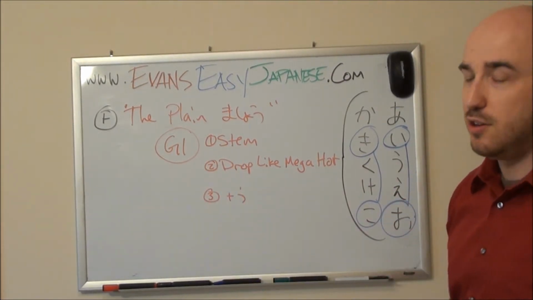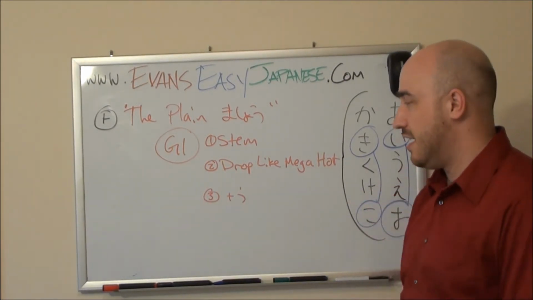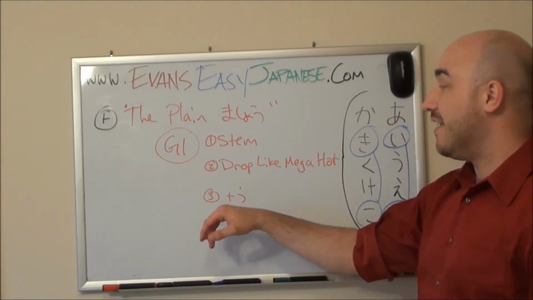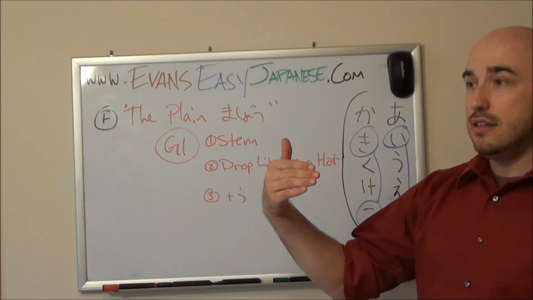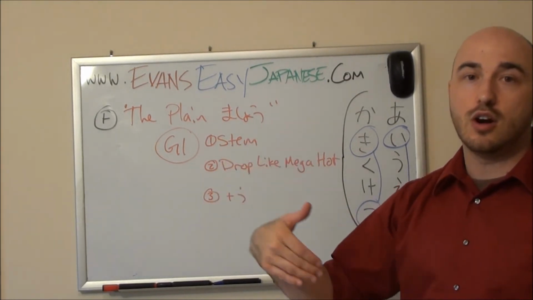And then the third step is just add u at the end. So iki turns into iko, turns into iko.